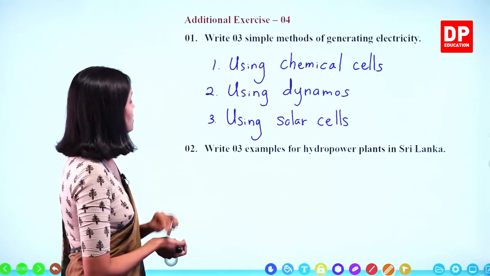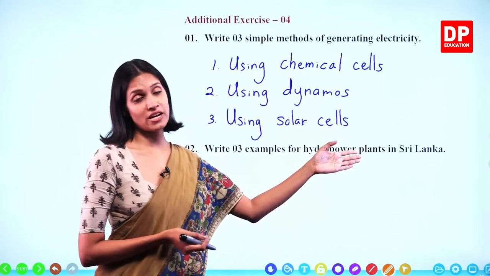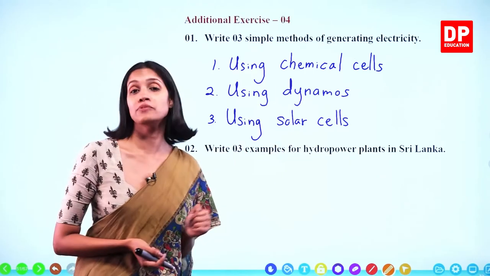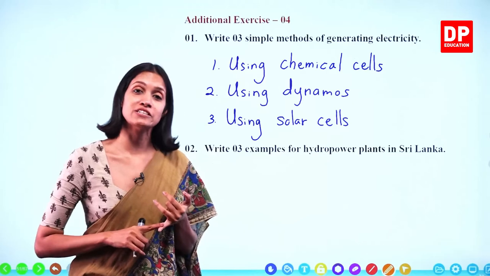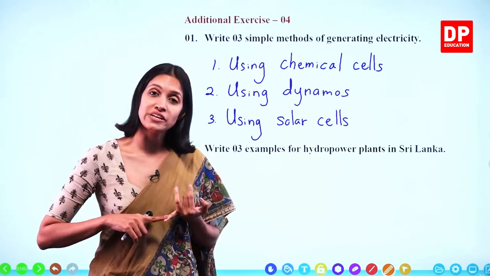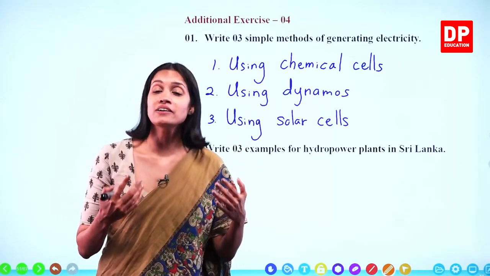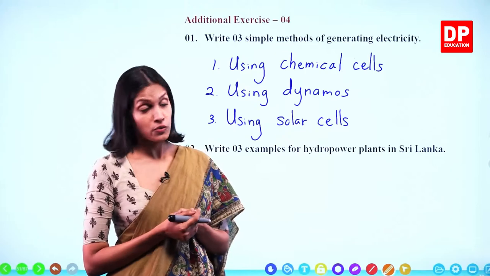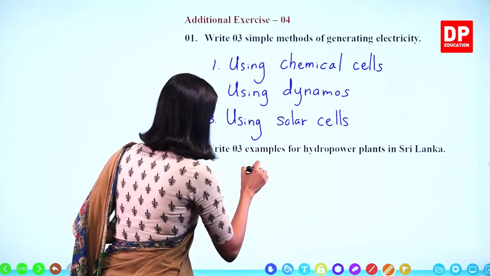Number 2. Write 3 examples for hydropower plants in Sri Lanka. Now, you know many examples for this. Where are the places where hydropower plants are located, children? Ranthenigala, Ranthambe, Victoria, Upper Kotmale, Laxapana, there are a number of hydropower plants. Okay, we'll write some of them. We had to write 3.